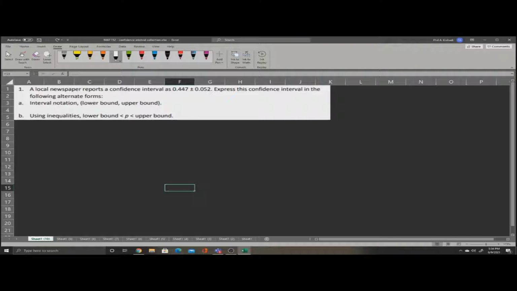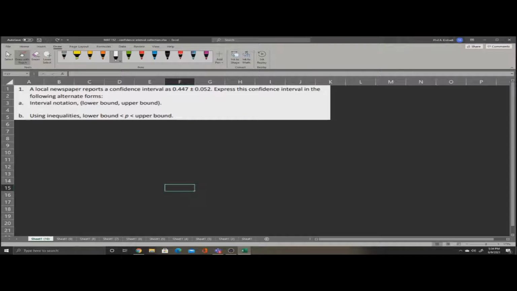A local newspaper reports a confidence interval as 0.447 plus or minus 0.052. Express this confidence interval in the following alternate forms. First, interval notation, and then using inequalities. Let's begin by defining the numbers that we were given.